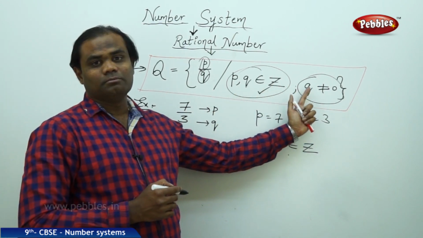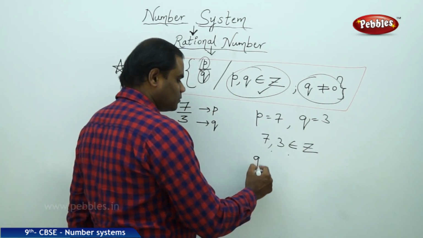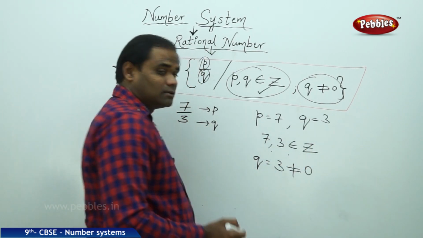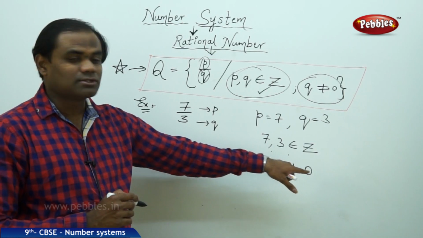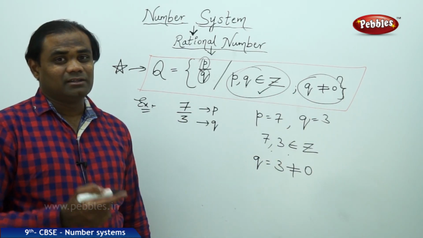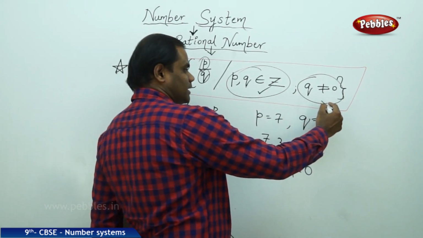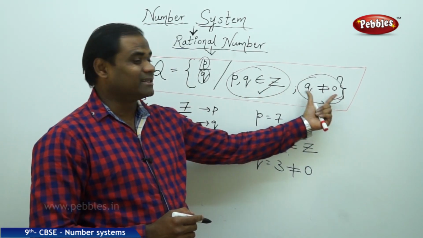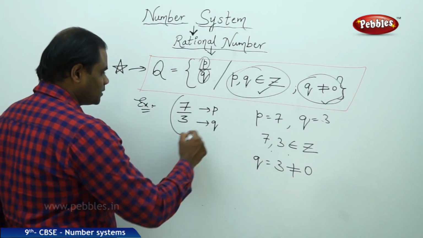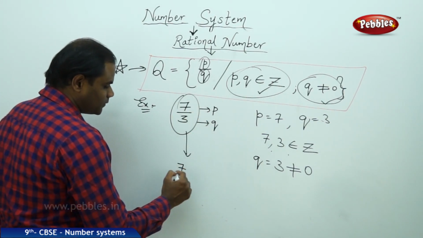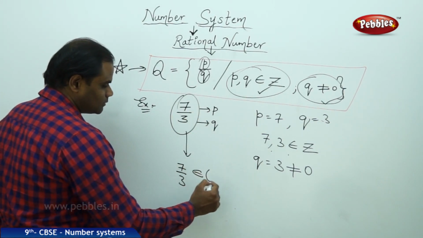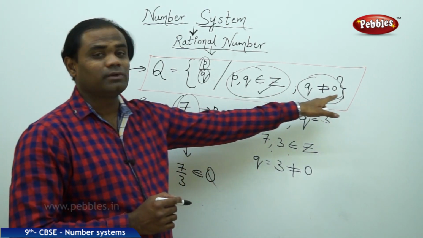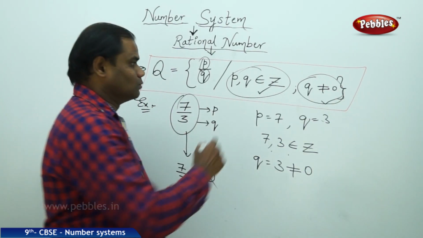Secondly, rule 2 being Q. So let's see what is Q here. Q is 3, and we know that the number 3 can never be equal to 0, and therefore Q is not equal to 0, and this number also passes test number 2. So with the passing of the two tests, I can proudly say that 7 over 3 is a rational number, belongs to Q, because it passes test 1 and test 2.